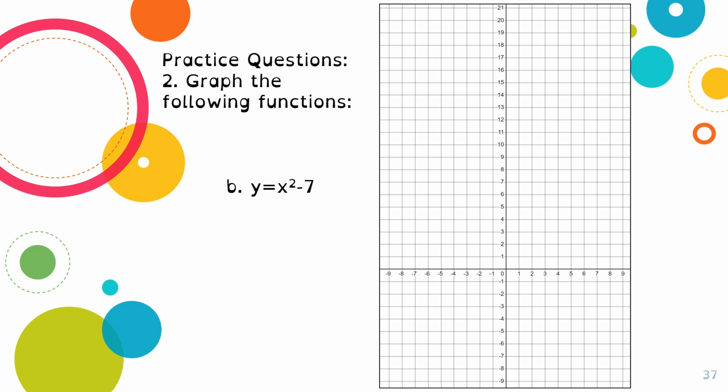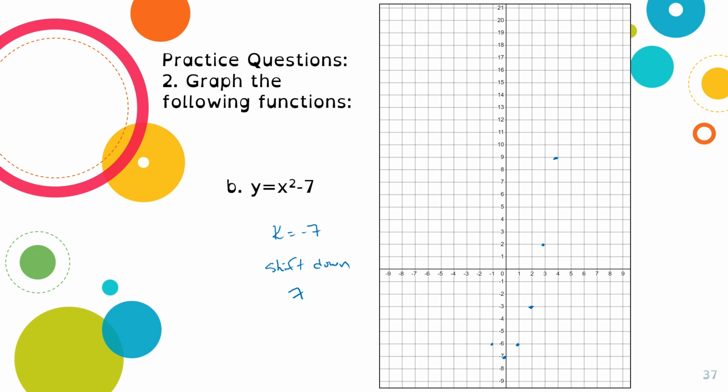Y equals x² - 7. Because it's minus 7, k is equal to -7, so we're shifting down 7 units. The same thing: 0, 0 is now going to be 0, -7. 1, 1 shifts down to be 1, -6. 2, 4 is going to be 2, -3. 3, 9 is going to be 3, 2. 4, 16 is going to be 4, 9.